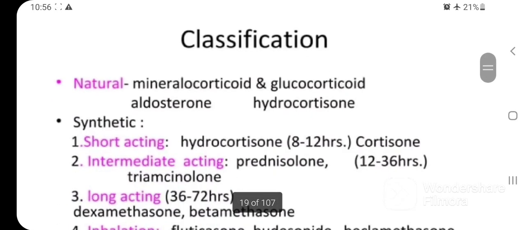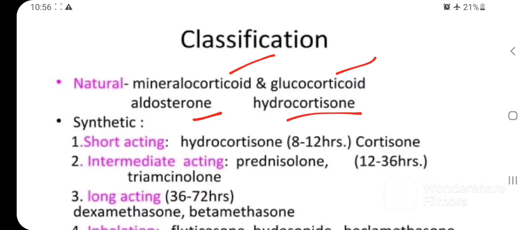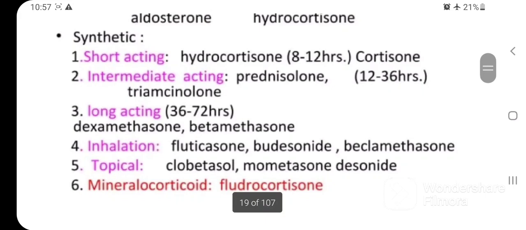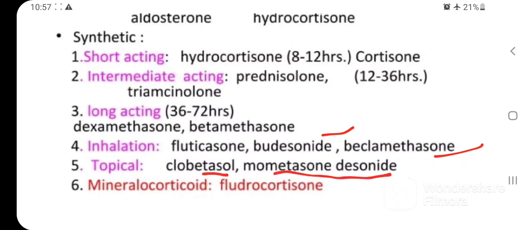Now the classification. Some natural ones are in our body: mineralocorticoid and glucocorticoid. Aldosterone is a mineralocorticoid. Hydrocortisone is a glucocorticoid. Now, short-acting steroids like hydrocortisone last 8 to 12 hours. Intermediate-acting are prednisolone and triamcinolone. Long-acting are dexamethasone and betamethasone. Clear? Then inhalation and topical ones: fluticasone, budesonide, beclomethasone, then clobetasol, mometasone, desonide. Mineralocorticoids: fludrocortisone, cortisone. If you observe, that is a steroid.